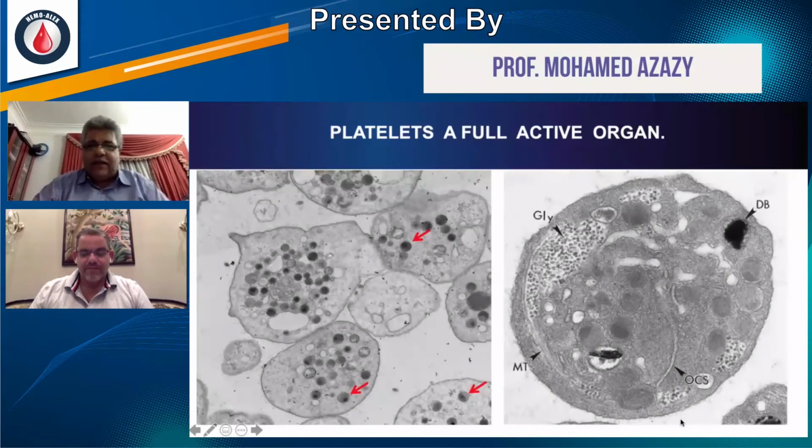This is the platelet. It's not a cell, it's a full active organ. The platelet can attract, can move, can adhere, can secrete, can contract, and can even speak to other cells. So it's rather an active organ with many functions of a full organ. So I call it the smallest but the most active organ in the body.